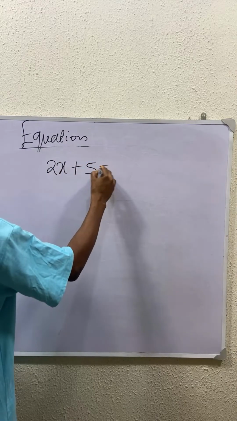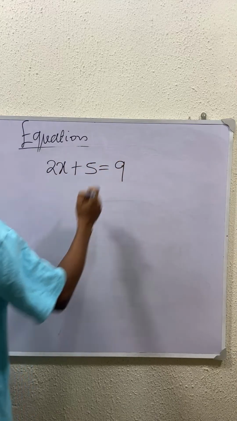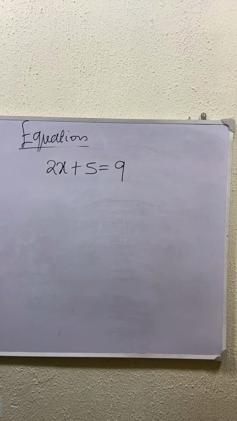2x plus 5 is equals to 9. Can you solve this? 2x plus 5 is equals to 9.